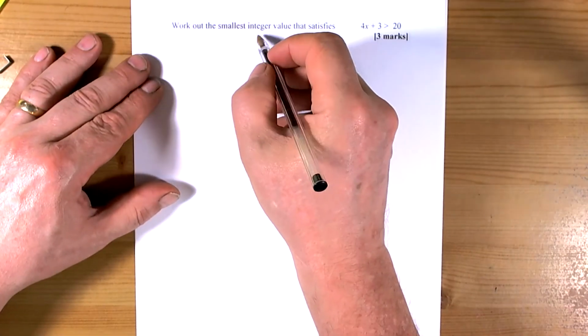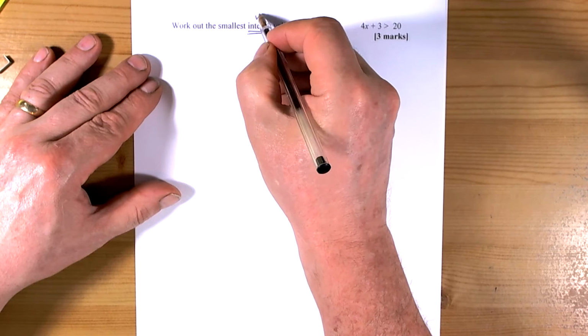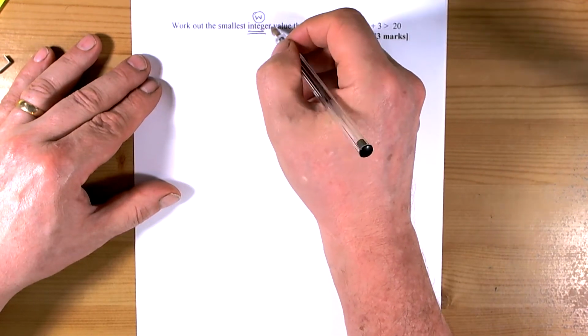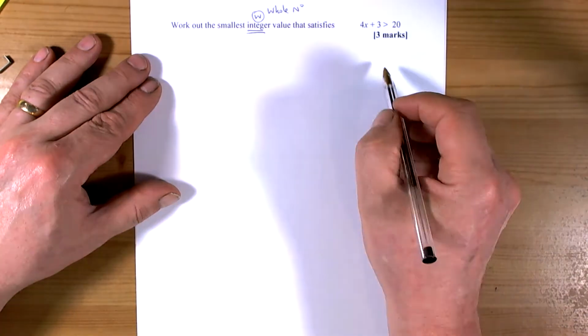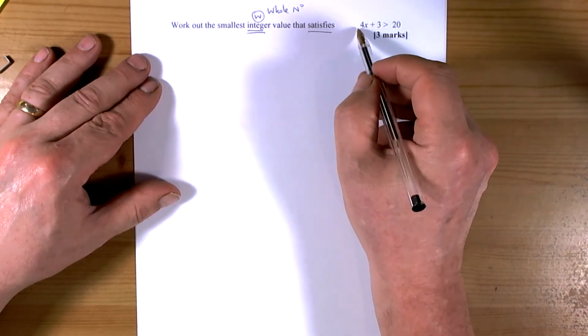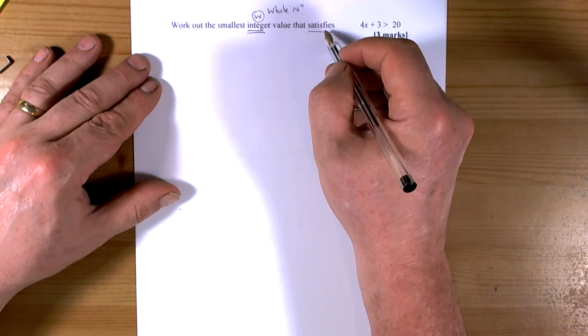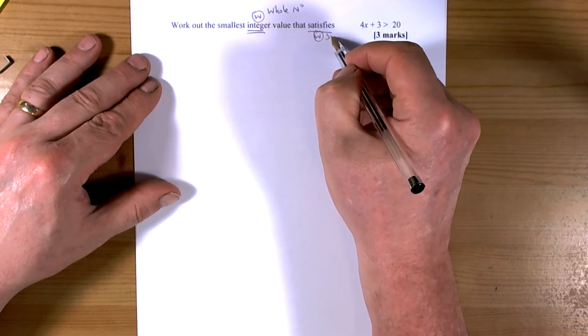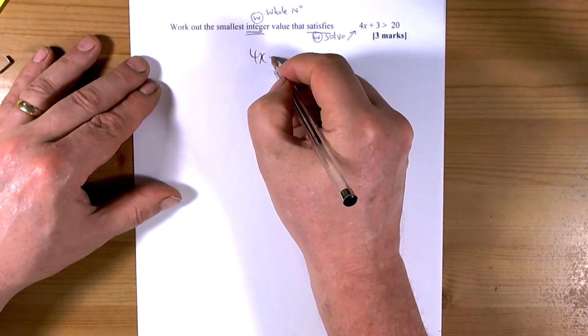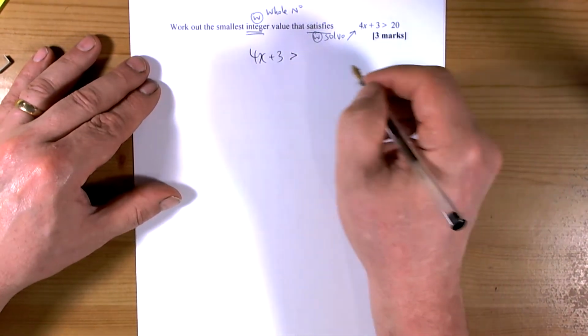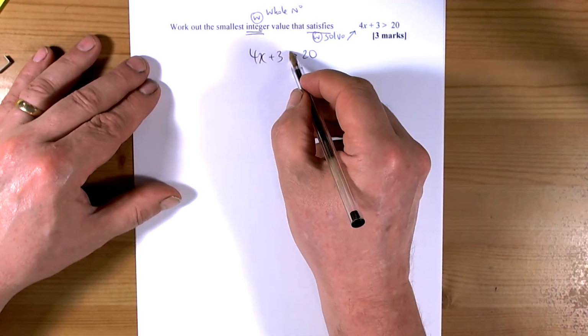This one says work out the smallest integer value. Under "the what do we know", we must remember the word integer means whole numbers, both positive and negative. And it says satisfies, so in other words we've got to solve. When we solve inequalities, we treat them basically the same as an equation, it's just that we always keep the symbol involved within the inequality.